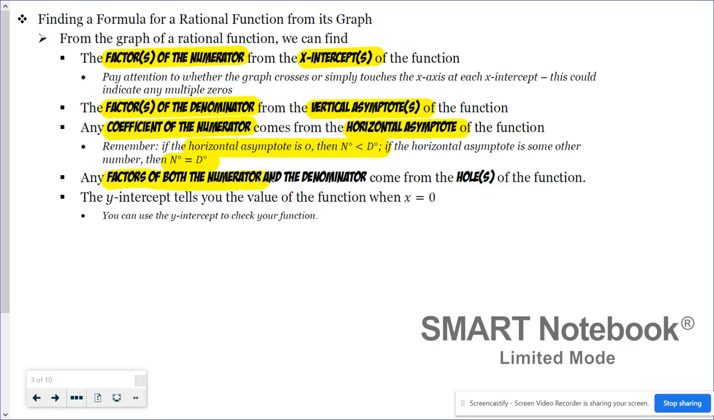Factors of both the numerator and the denominator will represent any holes in the function, okay? And the y-intercept, you can use it to check your function because they don't always give you the y-intercept, but if they do, you can use it to check and see if your function works, okay?